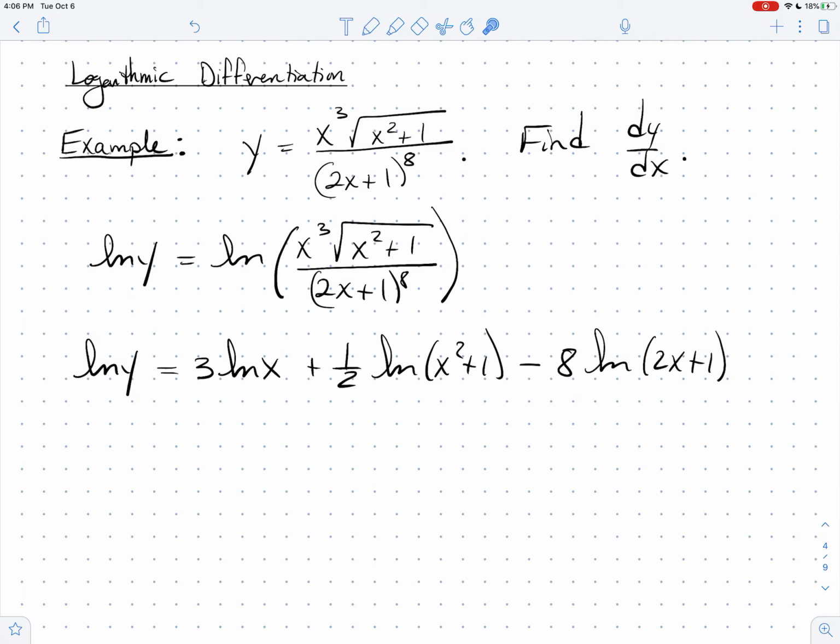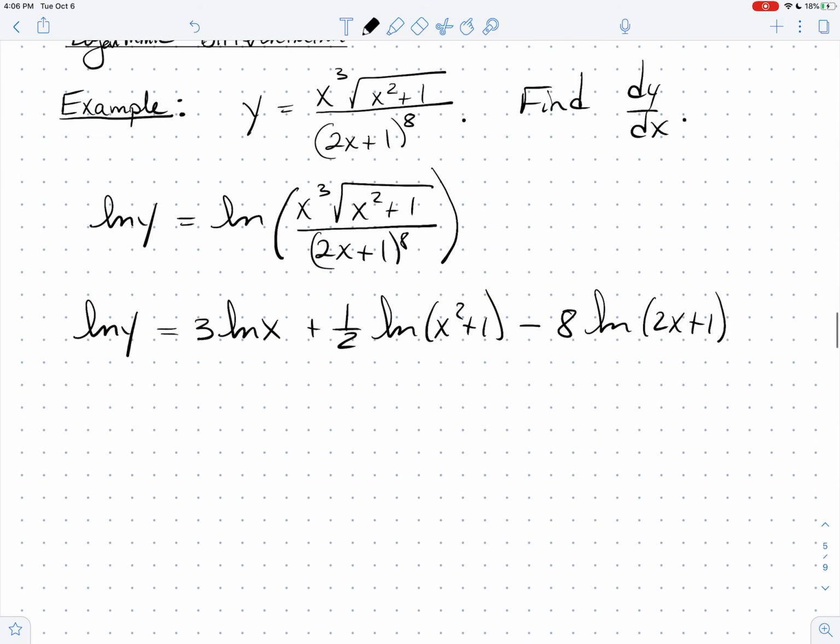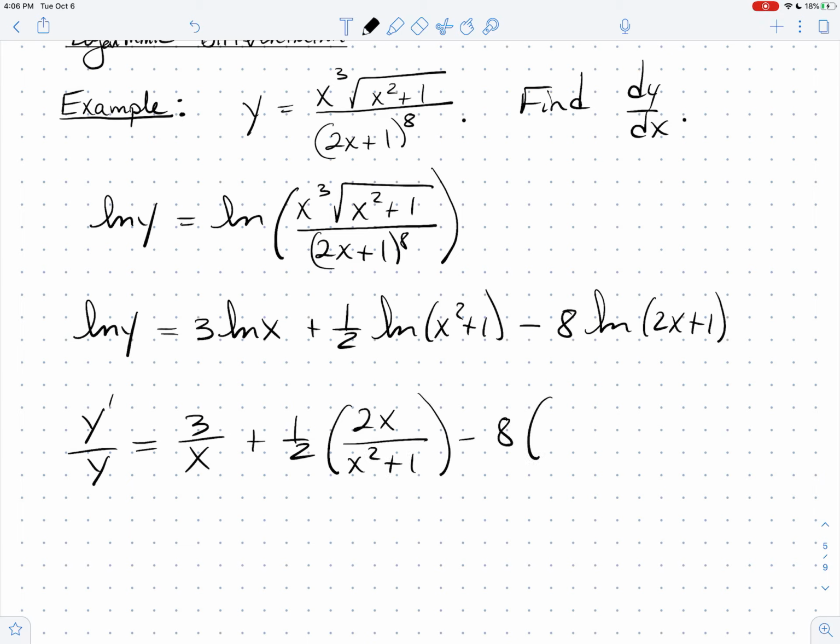If you have any questions at all about how to go from here to here, you should pause the video and work it out yourself. If you're with me, now I'm ready to take derivatives, after we simplify. And on the left side, I get y prime over y. Then I take the derivative of this piece, and I just get 3 over x plus 1/2. Derivative of the inside is 2x over the inside minus 8. Derivative of the inside is 2 over 2x plus 1.